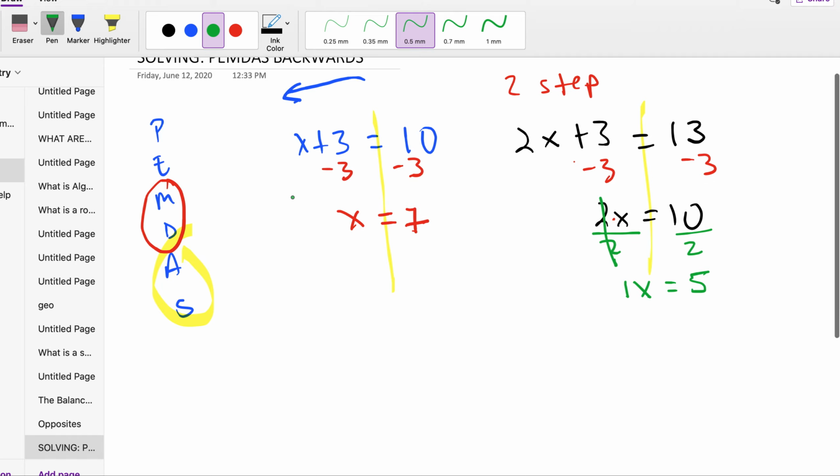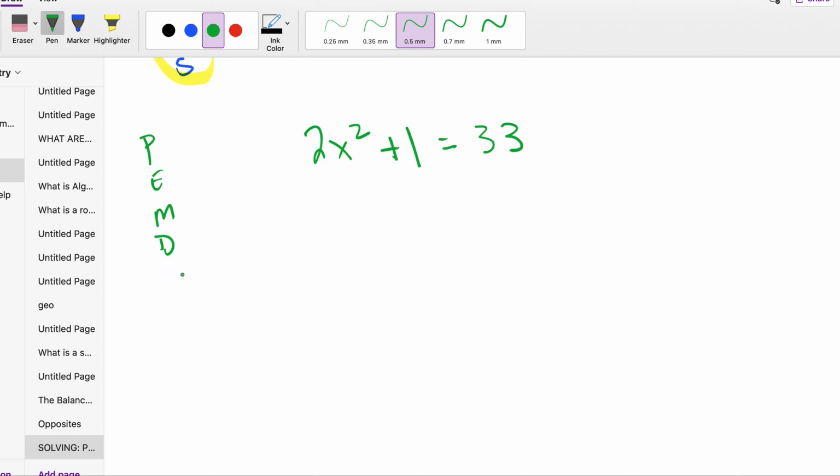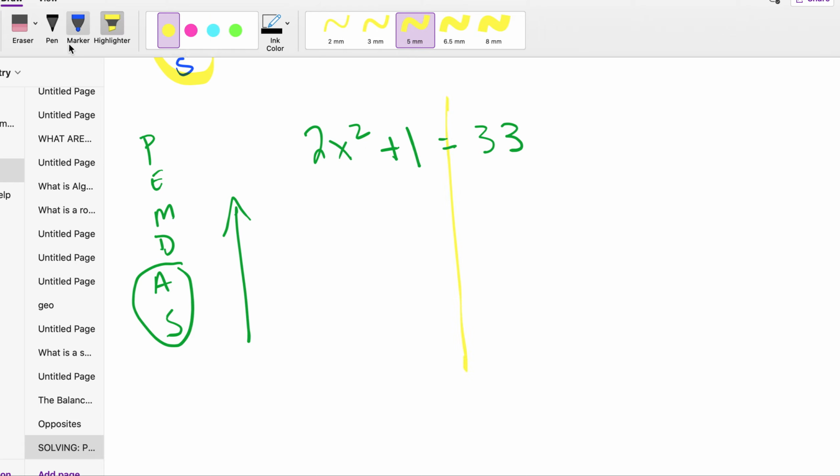Let's do one with even more steps. We could do 2x squared plus 1 equals 33, let's say. And again, we're going to look at PEMDAS and follow PEMDAS backwards. I'm going to go from the bottom up. Are there any addition or subtraction? There are, plus 1. So I'm going to subtract 1 on both sides, do the opposite. 2x squared equals 32.